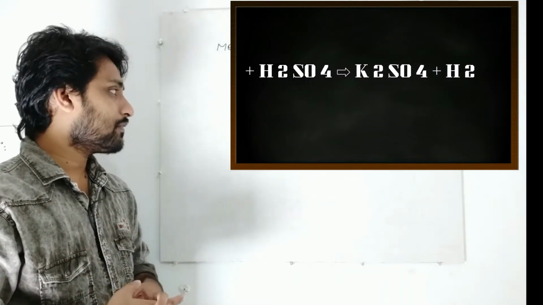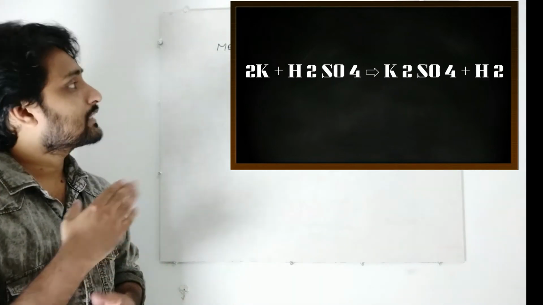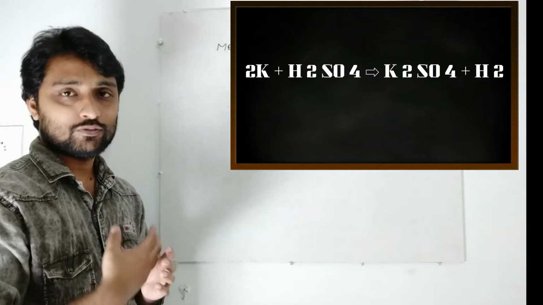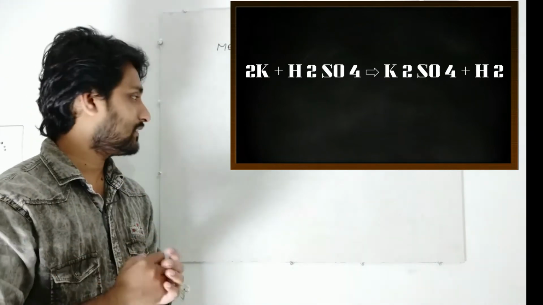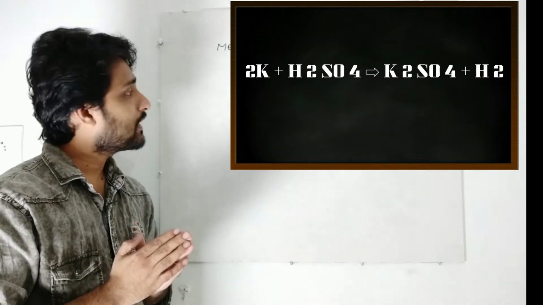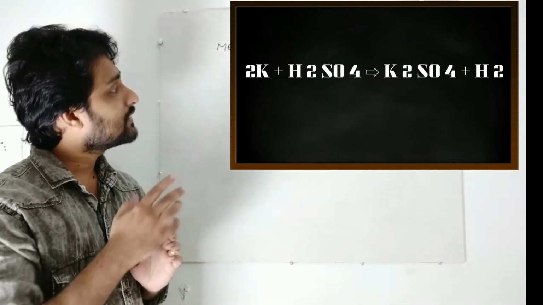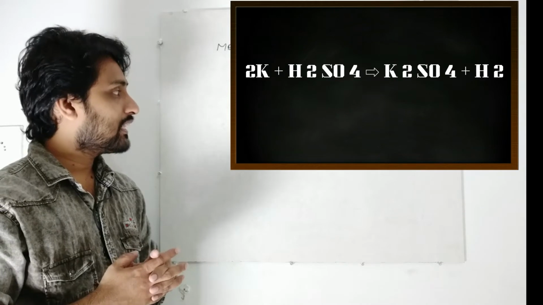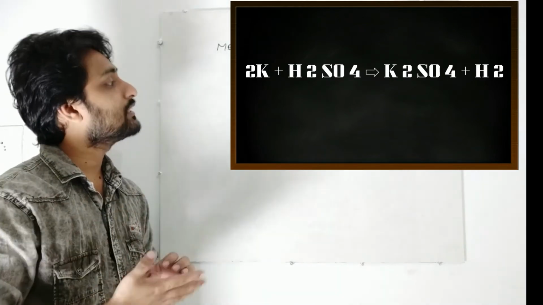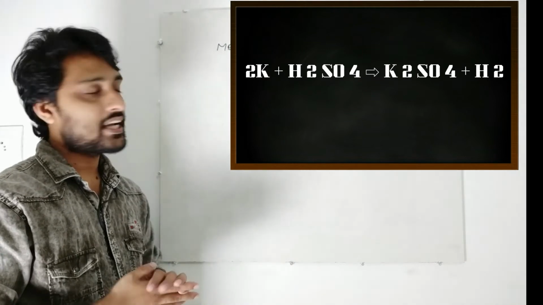Then next, potassium. Potassium plus H2SO4. That is what? Sulfuric acid. So when potassium reacts with the sulfuric acid, it removes the hydrogen and combines with the sulfate. So it becomes potassium sulfate and hydrogen.